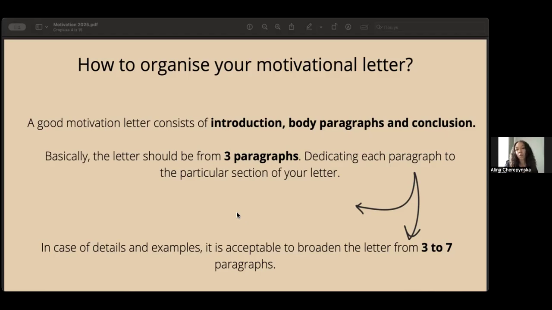In a motivational letter, we have the same structure as in essay writing, as in writing in general. We have an introduction part, we have body paragraphs, and we have a conclusion.